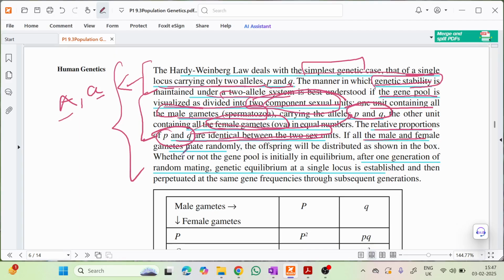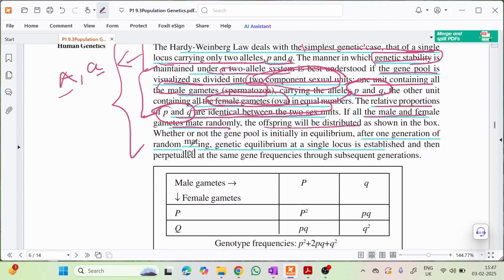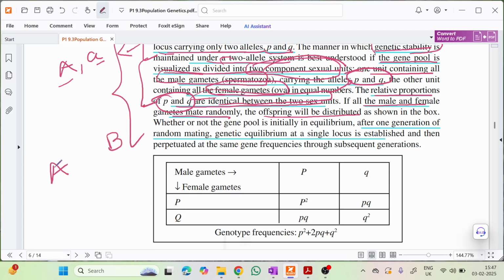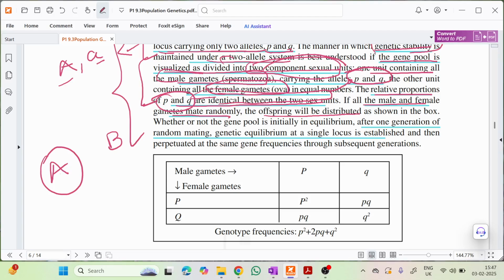If all the male and female gametes mate randomly, the offspring will be distributed. So अब situation ये कह रहा है कि male and female के जो gametes हैं या उनका जो genetic composition है वो similar है. मैं इसको और simplify कर लेता हूँ. Let's say A and B, so all males are A, all females are B, and their genetic composition is also similar. अब उनके बीच में मैं mating की बात करूं, that mating should be random.